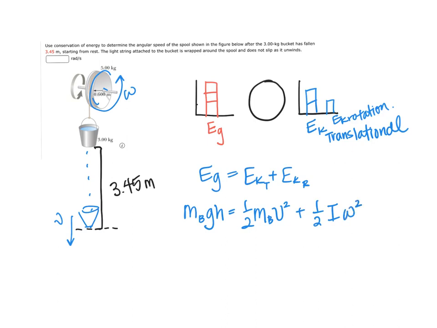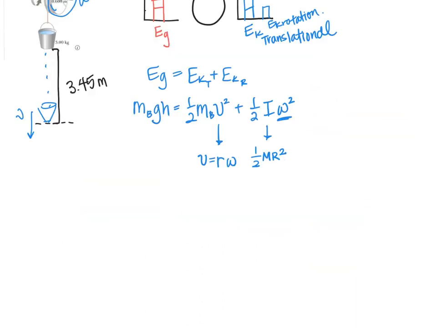Now I'm looking for the angular speed of the spool, so this is what I'm actually looking for. And I know that the moment of inertia equation for a disc is 1/2 m r squared. So I can make a substitution there. And I know that v is equal to r times omega. So I can make a substitution there too.